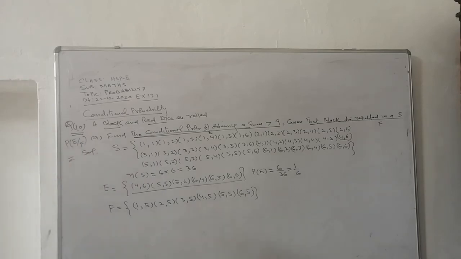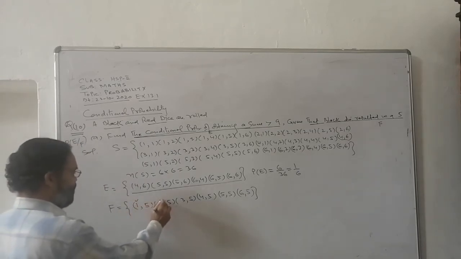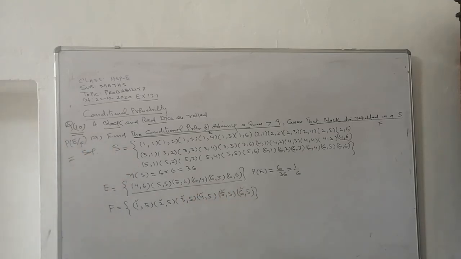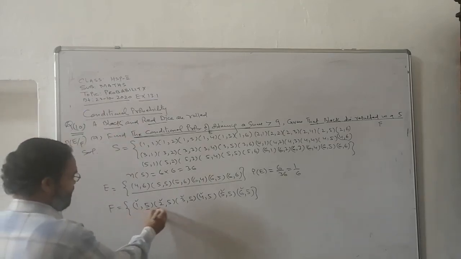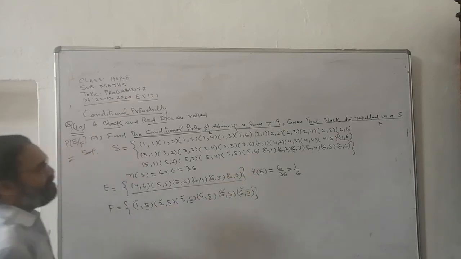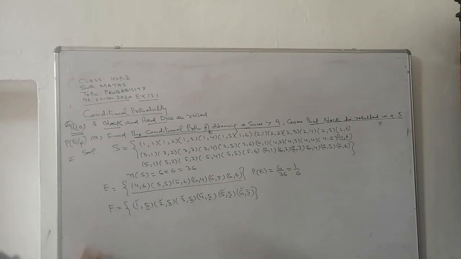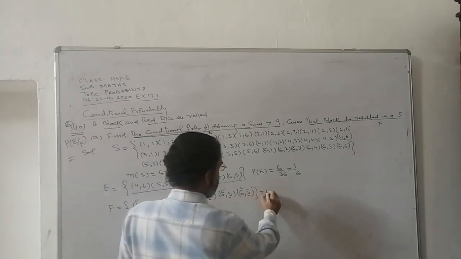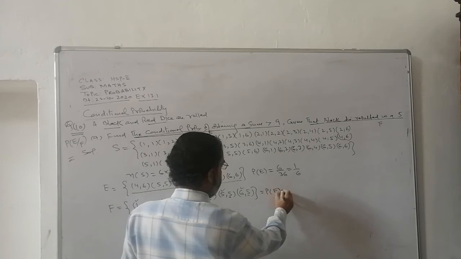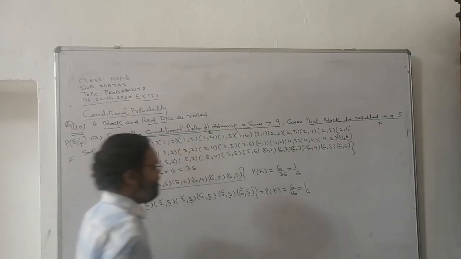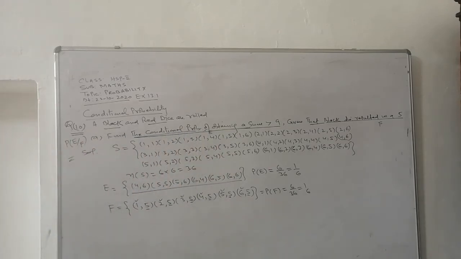So in this case, the numbers 1, 2, 3, 4, 5 and 6 are the numbers shown by the red die, and 5 is the number shown by the black die. So the number of favorable chances is 6. The probability of F is 6 by 36, that is 1 upon 6.